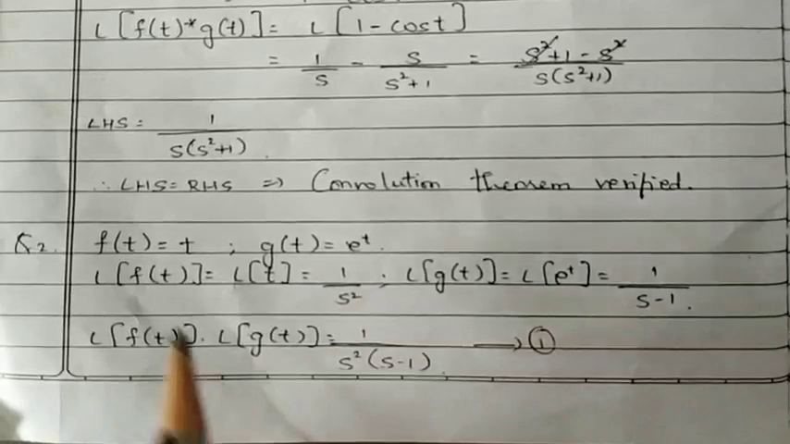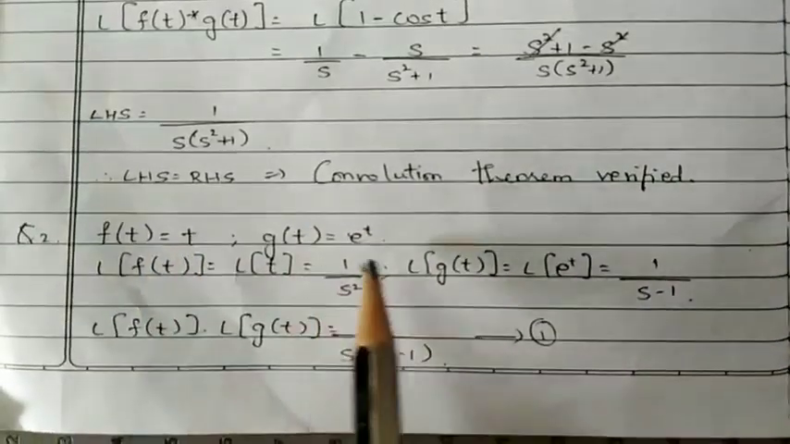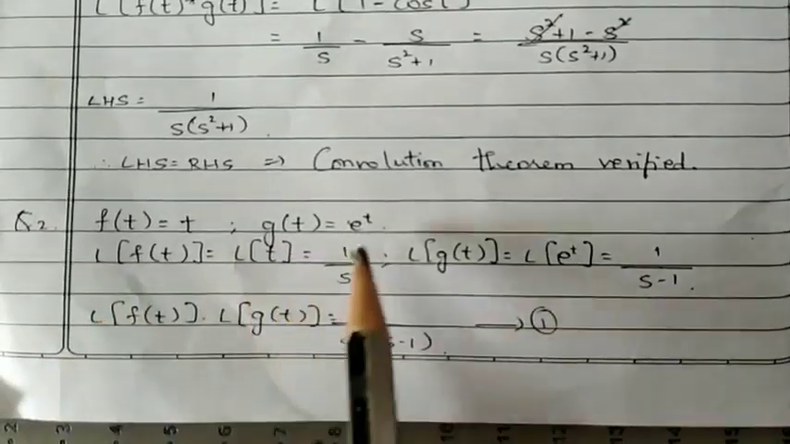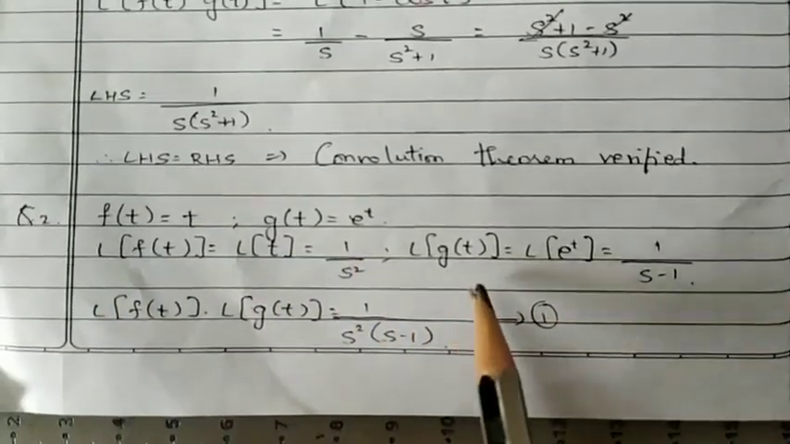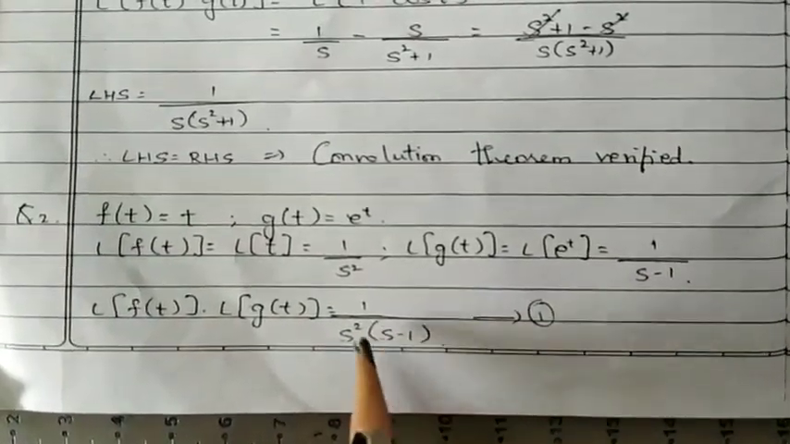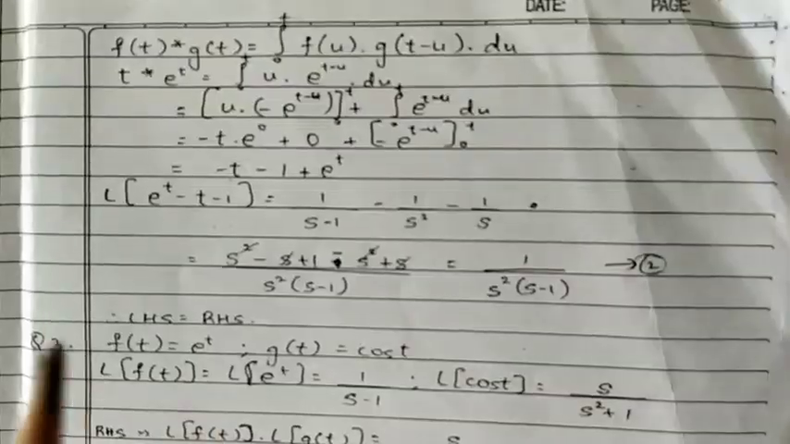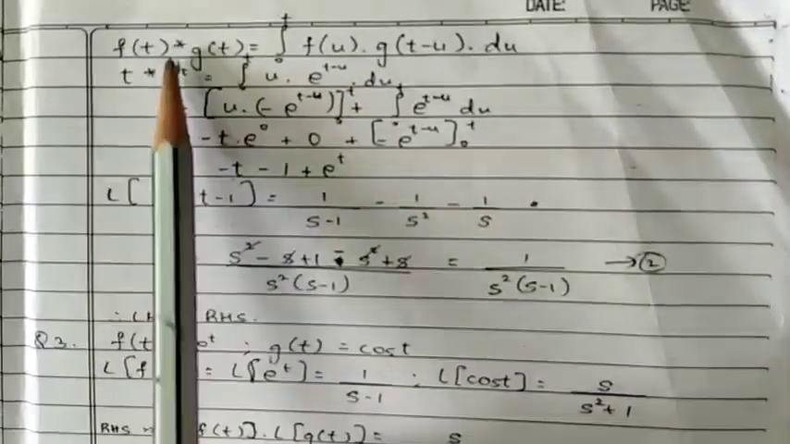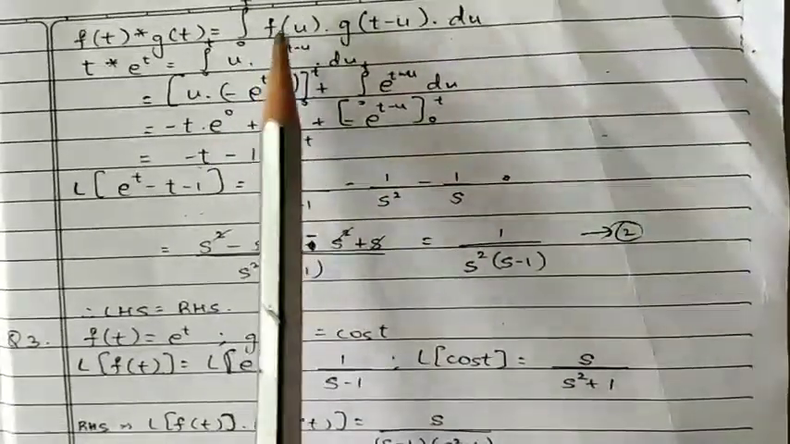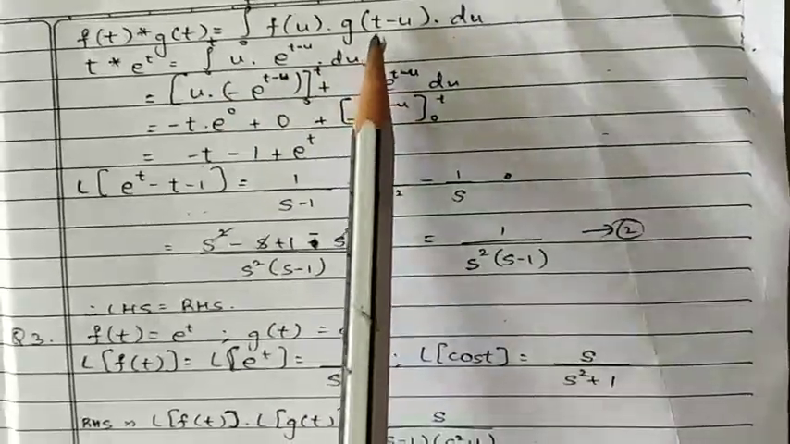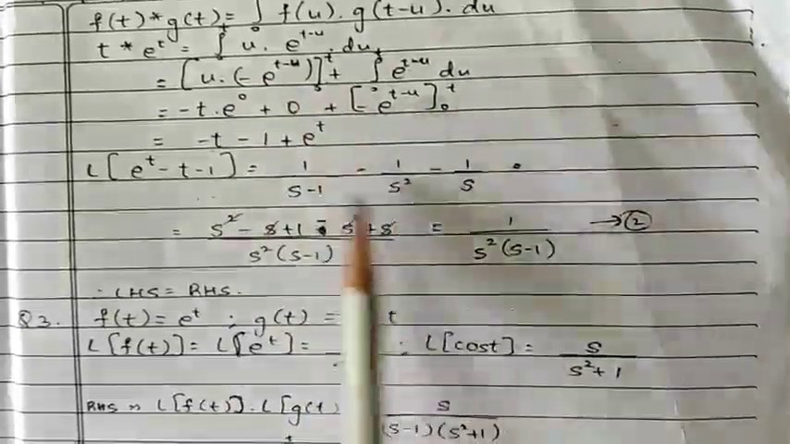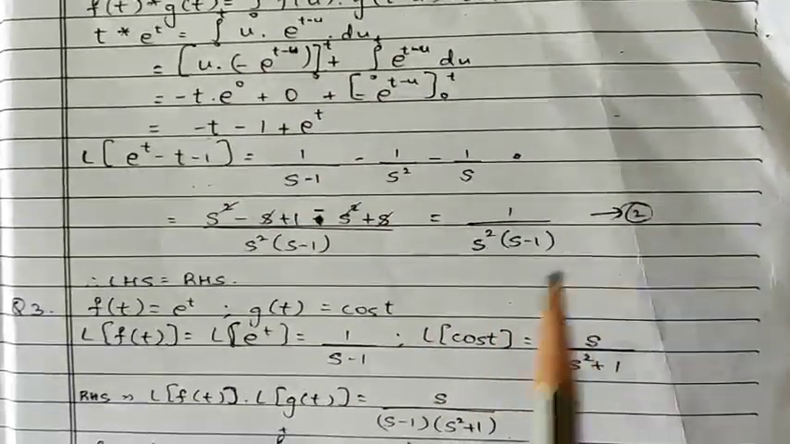One more example. f(t) is t and g(t) is e power t. So we'll calculate first of all RHS. Laplace transform of t is 1 by s square and Laplace transform of e power t is 1 by s minus 1. Therefore, finally RHS is 1 by s square into s minus 1. To calculate LHS, write the f(t) star g(t) formula and substitute f(t), t is given. Then f(u) is u and g(t minus u) is e power t minus u. Similarly, apply the u into v formula and integrate it. You will get LHS equals RHS.